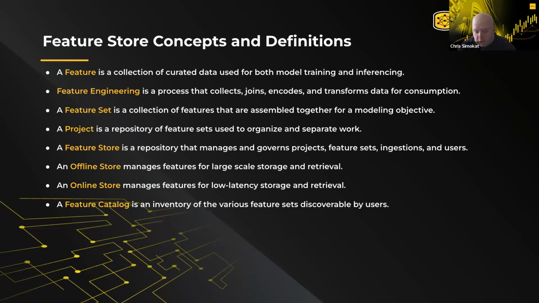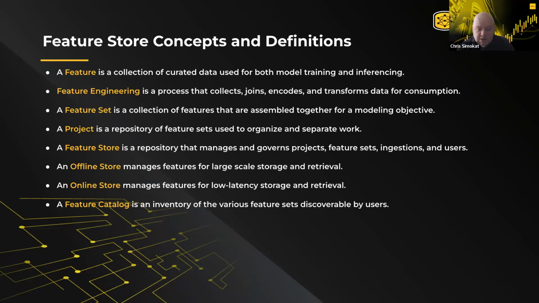There are some definitions we'd like to cover real quickly just to make sure that we're having the same mental model as we discuss things further. A feature is a collection of curated data used both for model training and inferencing. Feature engineering is a process that collects, joins, encodes, and transforms data for consumption. A feature set is a collection of features that are assembled together for a modeling objective. A project is a repository of feature sets used to organize and separate work. A feature store is a repository that manages and governs projects, feature sets, ingestions, and users.